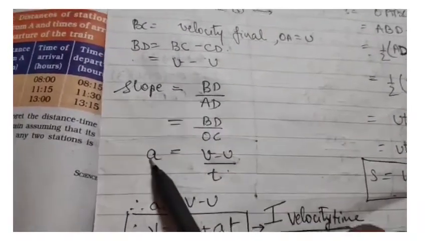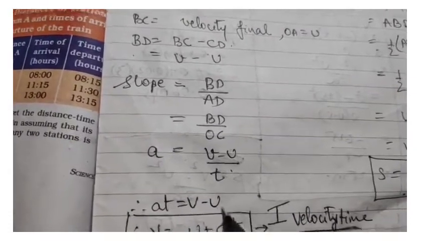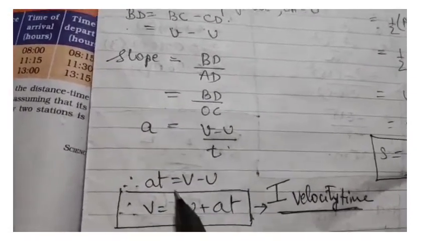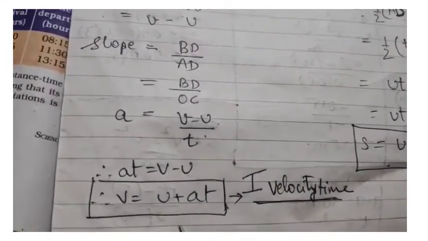So if you cross multiply, you get AT is equal to V minus U. This is your first relation. V is equal to U comes over here. V is equal to U plus AT, the velocity time relation.